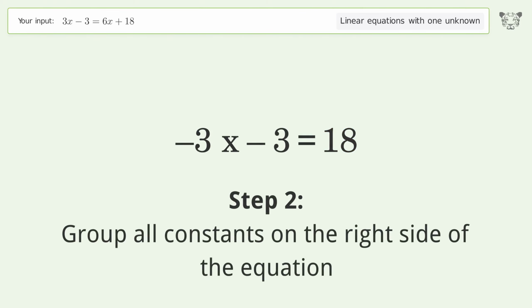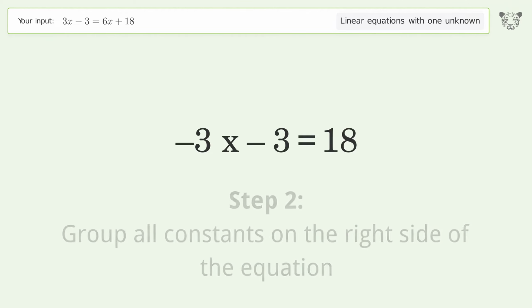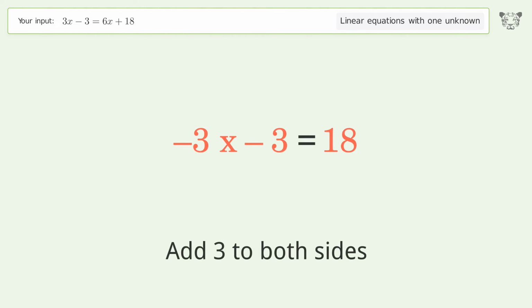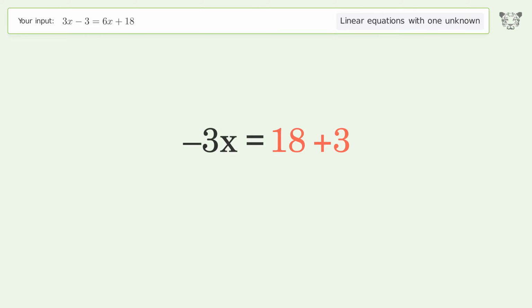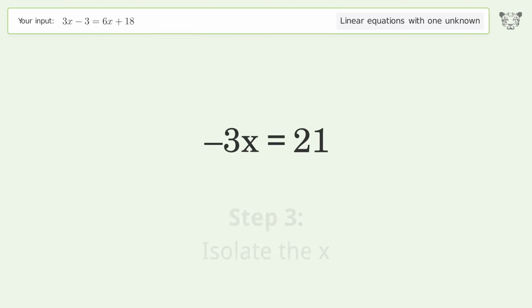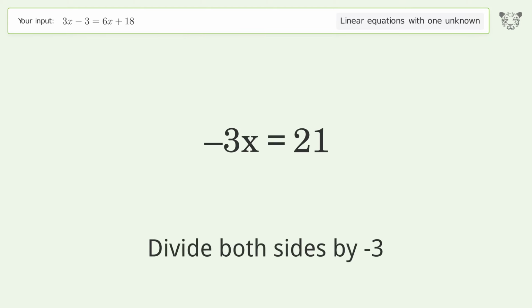Group all constants on the right side of the equation. Add 3 to both sides. Simplify the arithmetic. Isolate the x. Divide both sides by -3.